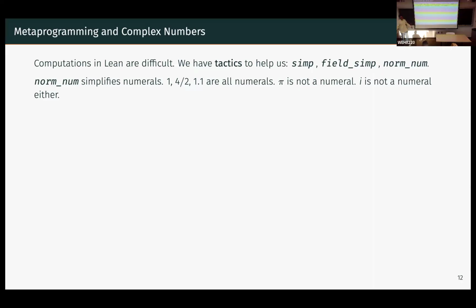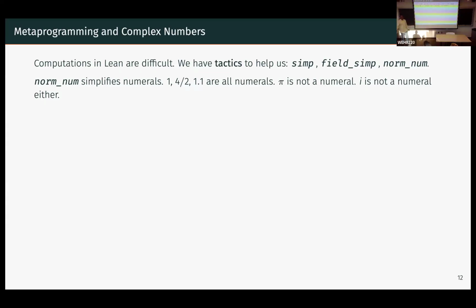It's not considered a numeral, and it's treated as a symbol rather than as a number by norm_num, or at least that's how it used to be. So what we did was, well, a lot of the times when you want to prove that something converges, or when you want to prove something, there was a situation.